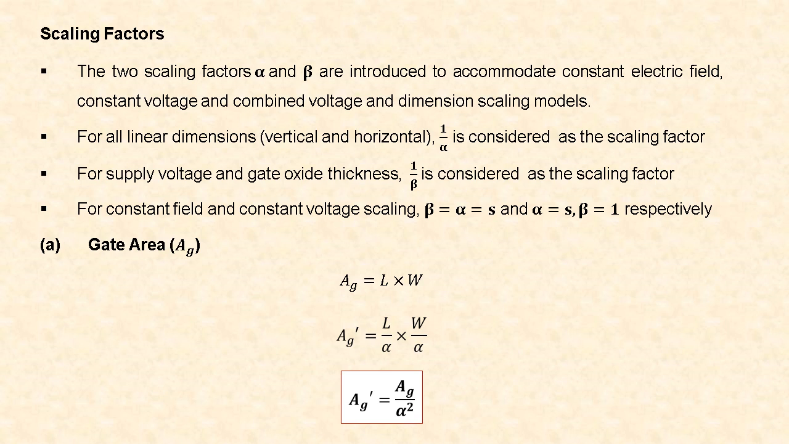First, gate area AG. We know that AG is equal to length into width. Length is scaled by 1/alpha and width is also scaled by 1/alpha. So, the scaled area will be area divided by alpha².